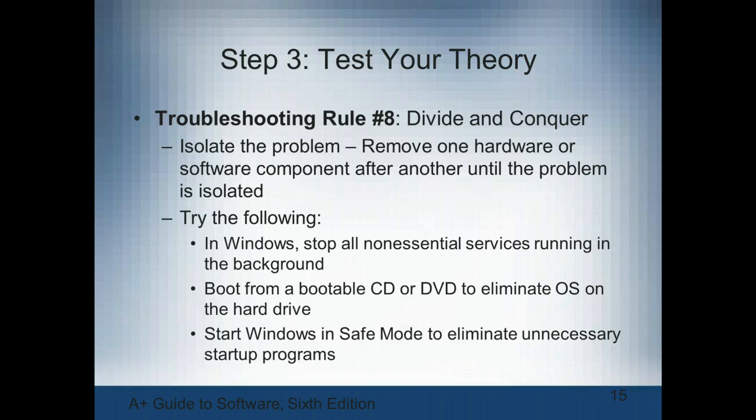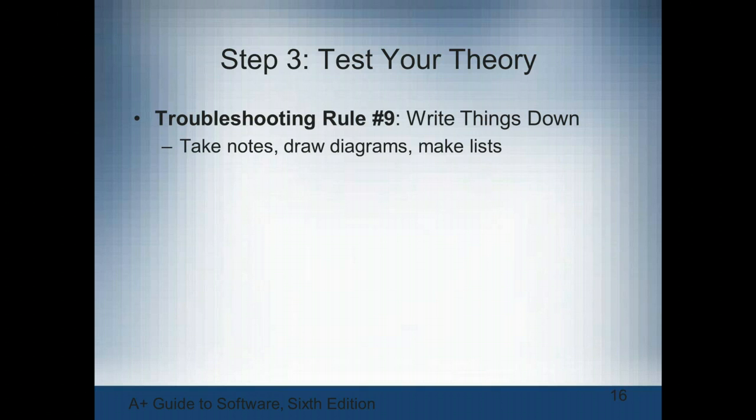Boot from a CD or DVD to eliminate the operating system on the hard drive. And this would be checking the hardware. Knoppix and Linux are the most popular bootable CDs, or a bootable USB drive, in order to check the hardware so that we're not worried about the operating system that's involved on it. Windows in safe mode, write things down, take notes, draw diagrams, and hopefully the first half of this 2-half course. Huh?